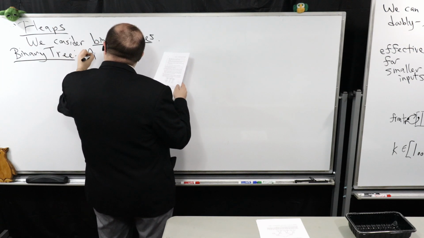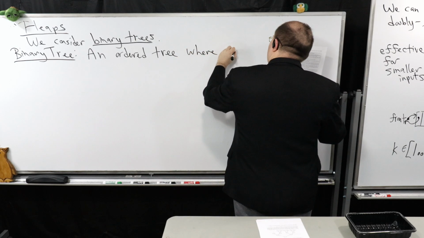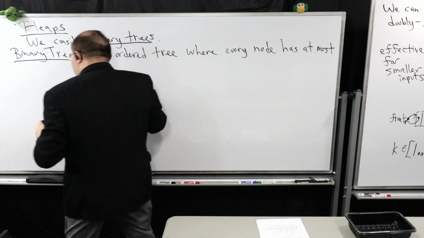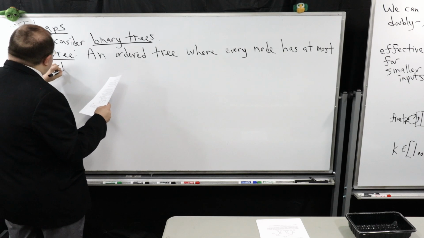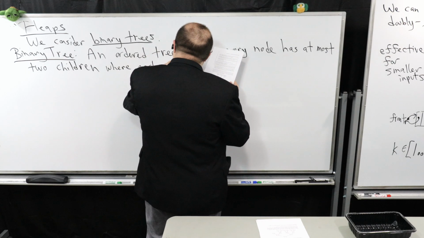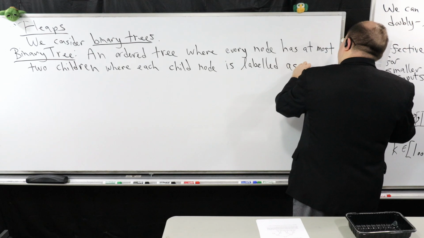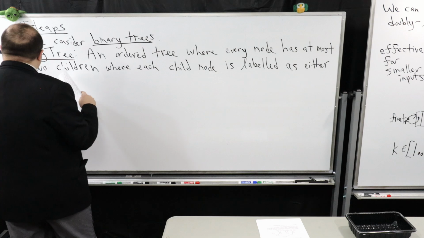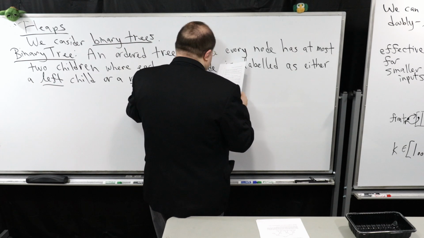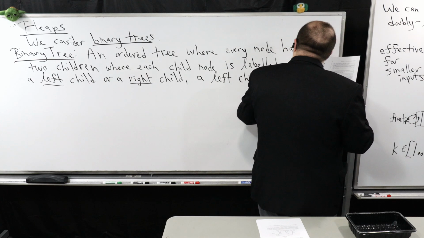A binary tree is what we call an ordered tree where every node has at most 2 children, where each child node is labeled as either a left child or a right child, and a left child precedes a right child.